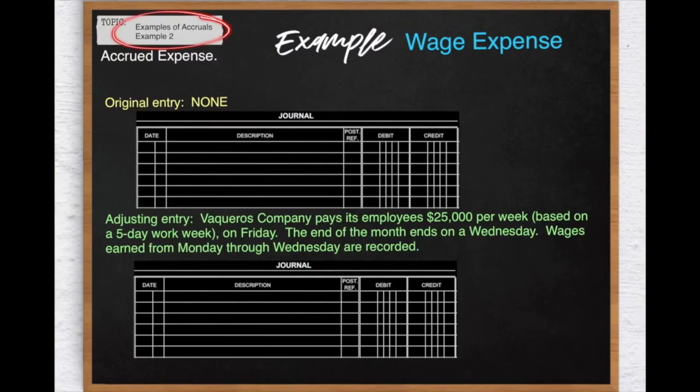Our next example is an example of an accrued expense. Remember, there are accrued revenues and accrued expenses. In this case, it is wage expense. Wages are the payments made to employees for their work. Is there an original entry? No, because that's a main distinguishing factor between a deferral and an accrual. Deferrals have original entries and accruals do not, and this is an accrued expense.